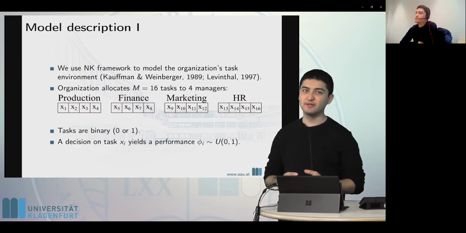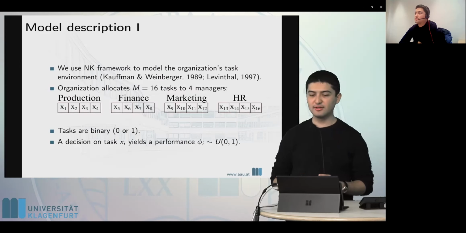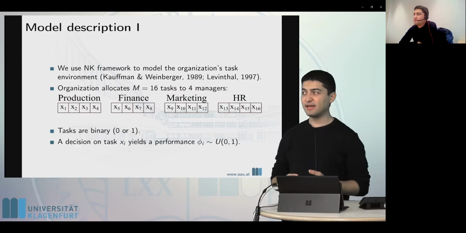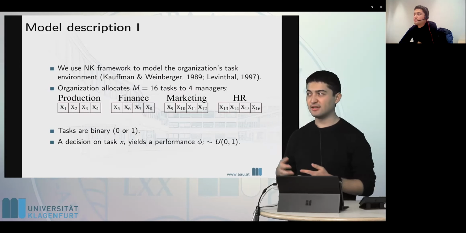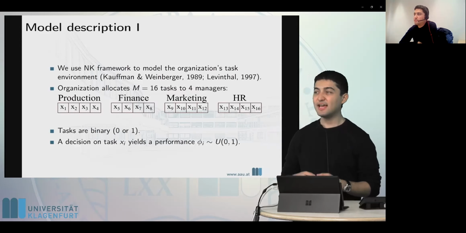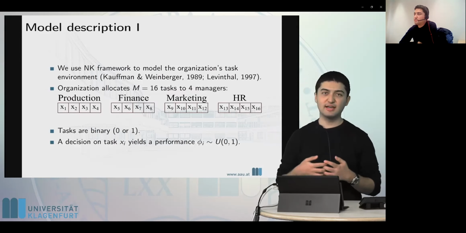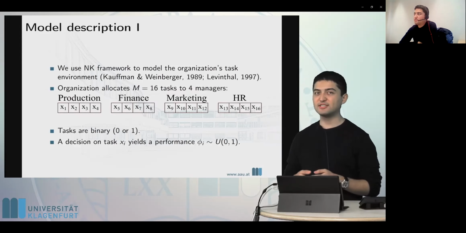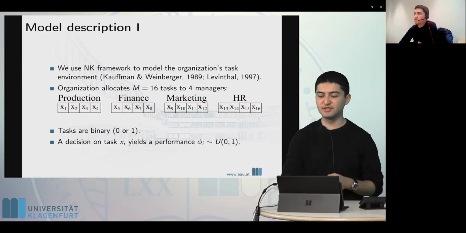Let's introduce our model. We use the NK framework to model the organization's task environment, and let's consider an organization to have 16 tasks allocated to 4 departments. Every single task is binary, so the decision is either 0 or 1. A decision on every single task yields a performance which is uniformly random according to the NK model formulation.